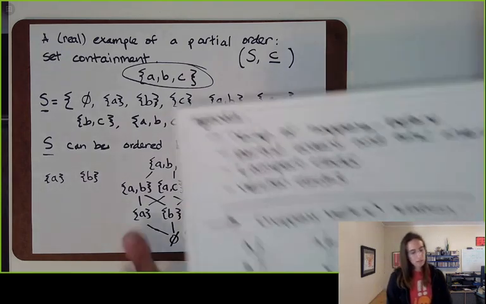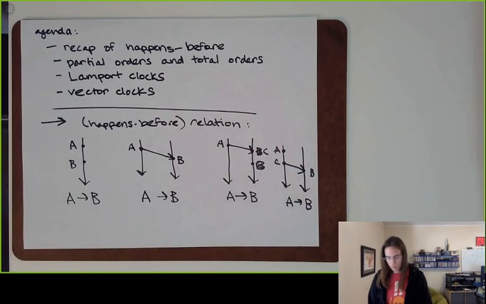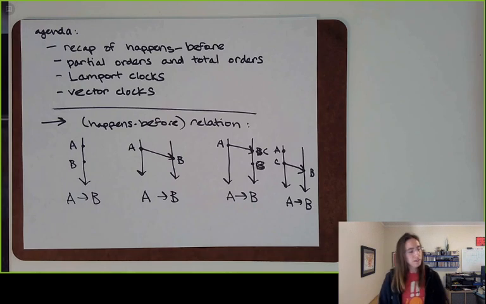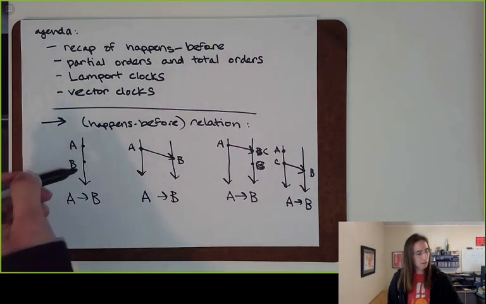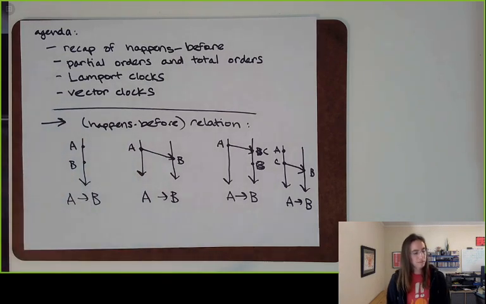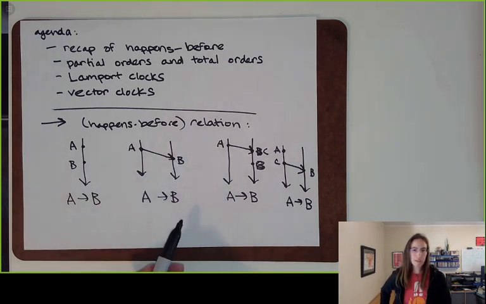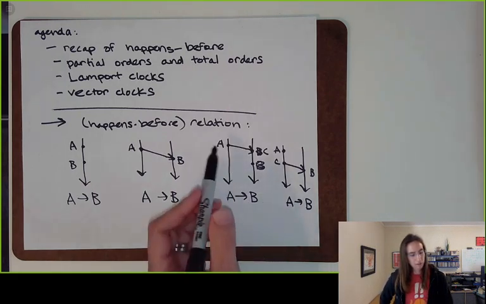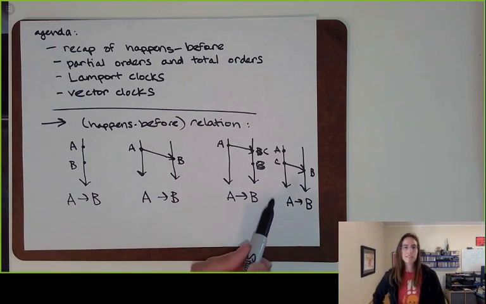Okay, let's come back to our definition of the happens before relation. Here it is one more time. It's just a pictorial definition, but I think that's good enough for us. So if A and B are events in the same process and A comes before B on that process, then we have A happens before B. If A is a send and B is the receive that goes with it, then A happens before B. And then the transitivity part: if A happens before C and C happens before B, then A happens before B.